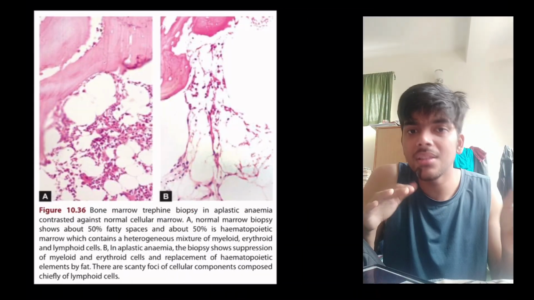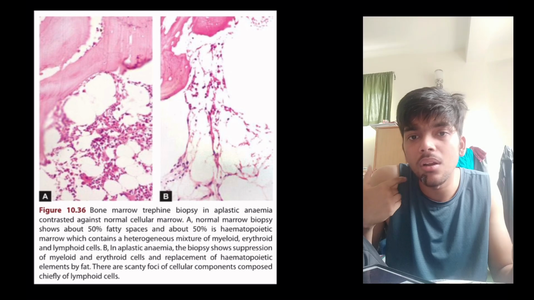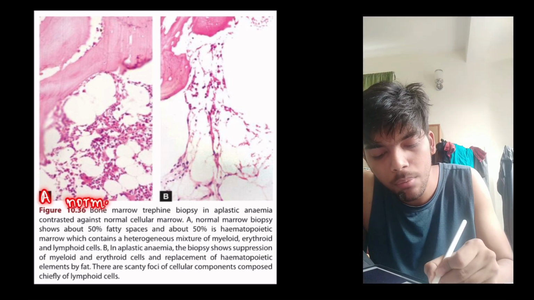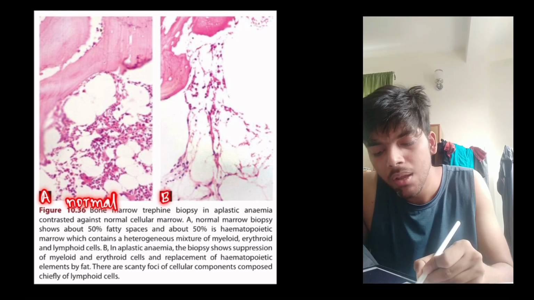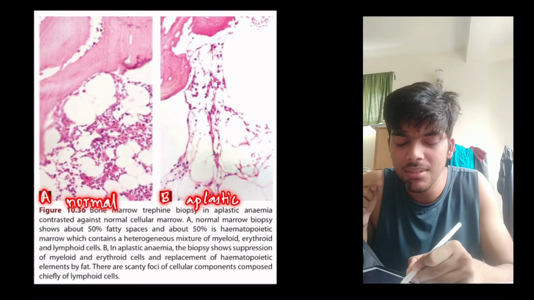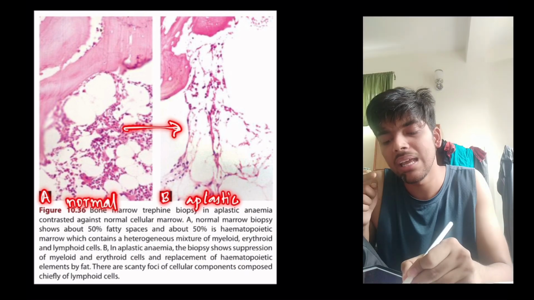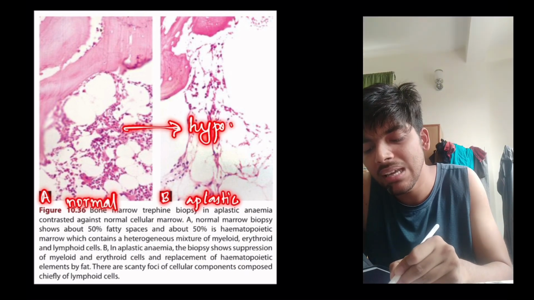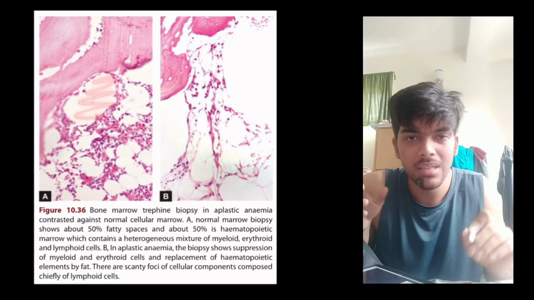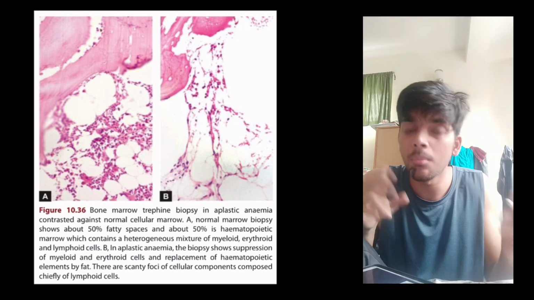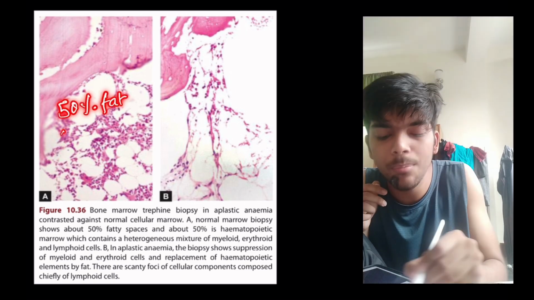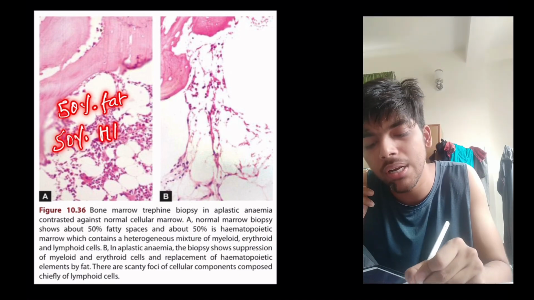Upon observing the slide under the microscope, this is what it looks like. So there is A. A is for normal bone marrow, and there is B. B is for aplastic bone marrow, or bone marrow during aplastic anemia. You can see that aplastic bone marrow is very hypocellular. These empty spaces that you see are actually fat. So in the case of normal bone marrow, 50% of the space is fat and the remaining 50% is hematopoietic tissue.